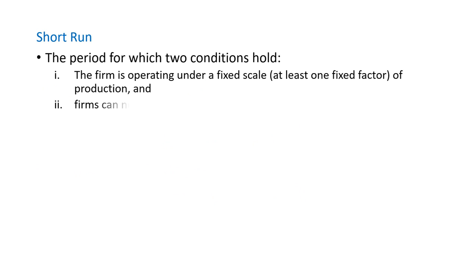Next, we discuss short run and long run. In economics, we define short run as the period for which two conditions hold. Number one, the firm is operating under a fixed scale. That is, at least one factor of production is fixed. Second, the number of firms in an industry remains constant. That is, firms can neither exit nor enter into an industry.